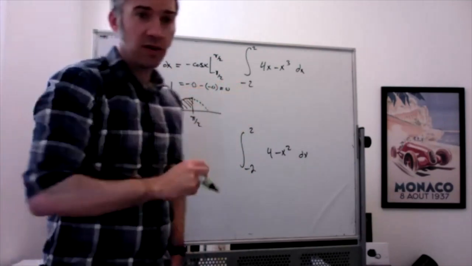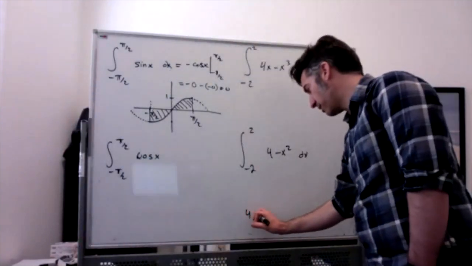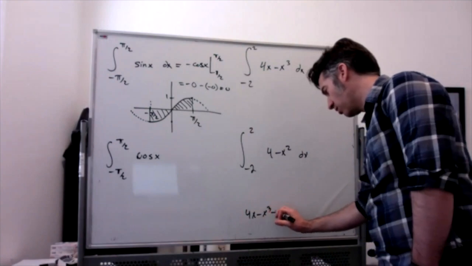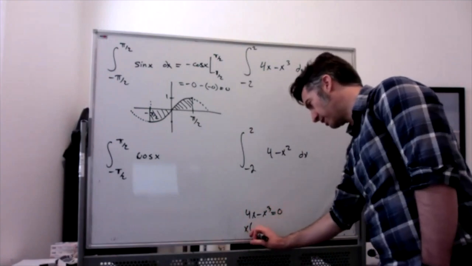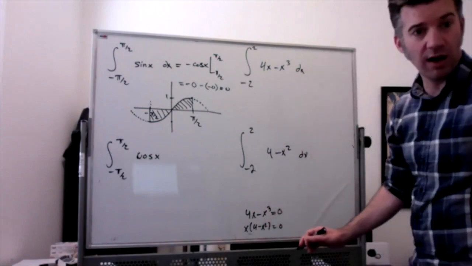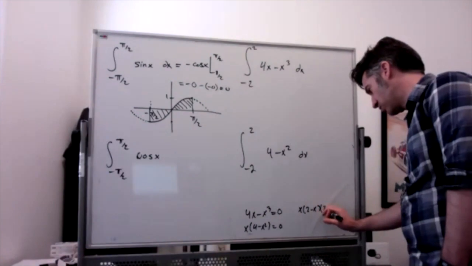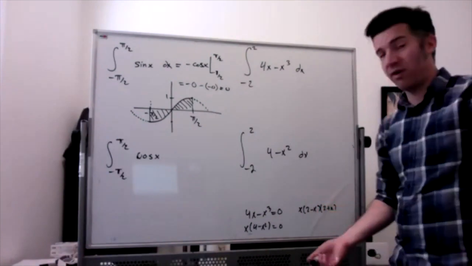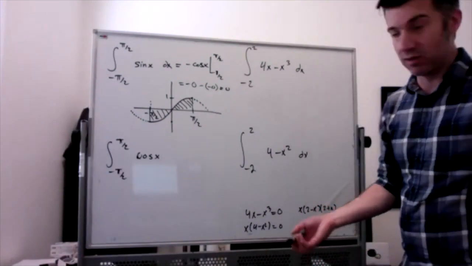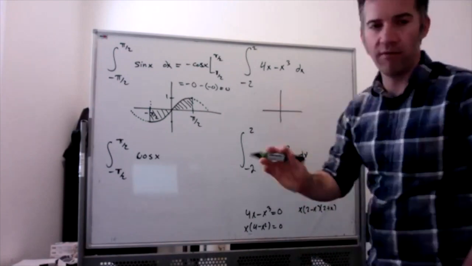The same sort of thing is true for 4x minus x cubed. If you set 4x minus x cubed equal to 0 and factor out an x, you're left with 4 minus x squared. If you factor this further, you get x times 2 minus x times 2 plus x. You definitely have intercepts at negative 2, 2, and 0. So the graph of this looks vaguely like the following.